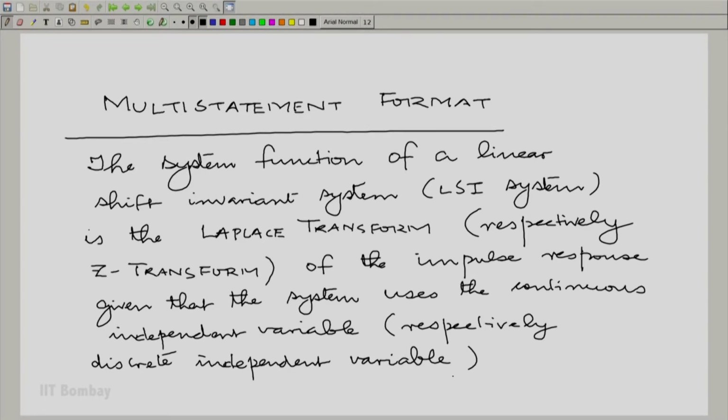So, when you read this statement, you must read it with the respectively carefully obeyed. You are essentially making two statements. You are saying the system function of a linear shift invariant system is the Laplace transform of the impulse response, given that the system uses the continuous independent variable. You are also saying in the same breath that the system function of a linear shift invariant system is the Z transform of the impulse response, given that the system uses the discrete independent variable. This is called a multi-statement.